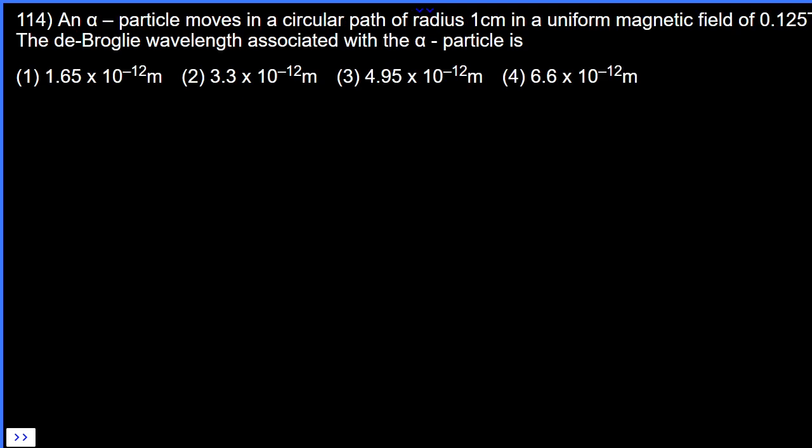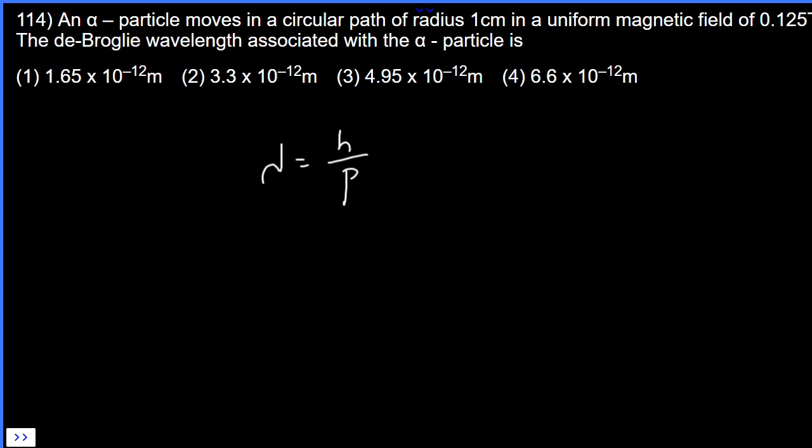An alpha particle moves in a circular path of radius 1 centimeter in a uniform magnetic field of 0.125 Tesla. The de Broglie wavelength associated with the alpha particle is. So here we have to calculate the de Broglie wavelength associated with the alpha particle. For this, what is the de Broglie wavelength formula? Lambda is equal to h by p.